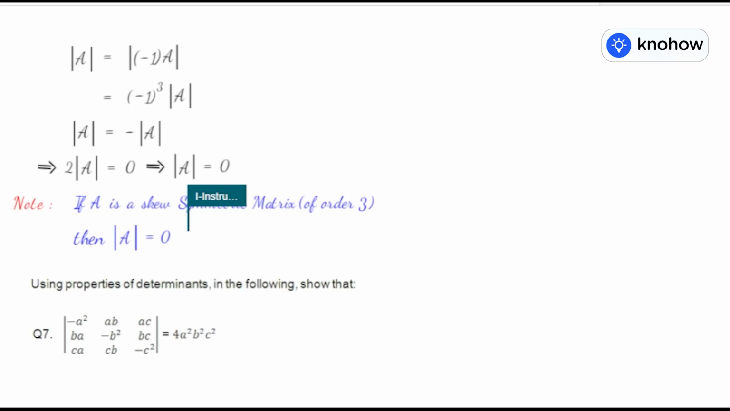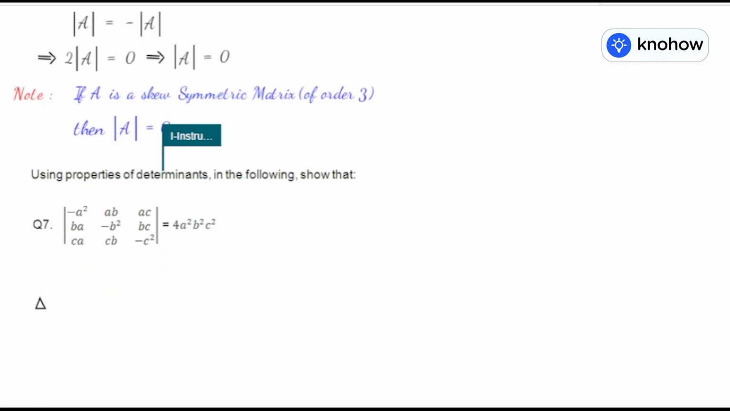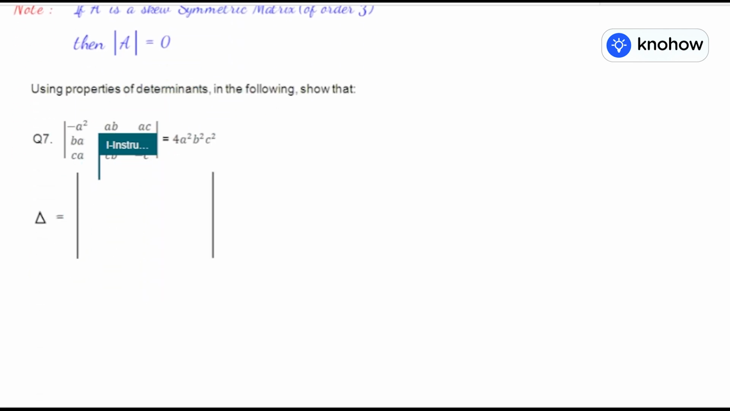Question 7. Using the properties, prove that the determinant value is 4a square b square c square. What is the given determinant? The elements of the first row are minus a square, ab, ac. Second row are ba, minus b square, bc. That of the third row are ca, cb and minus c square.